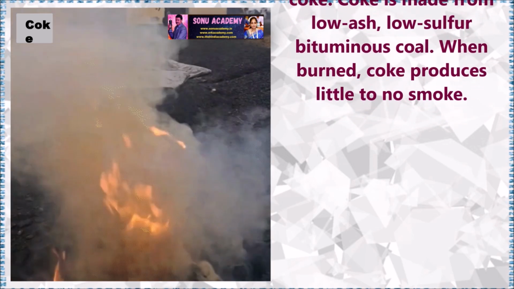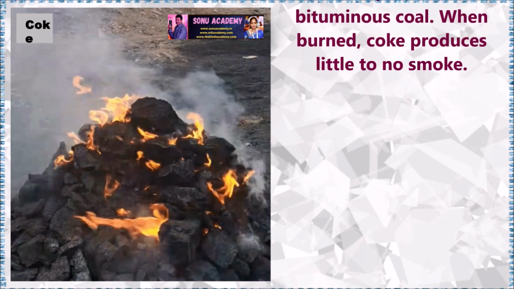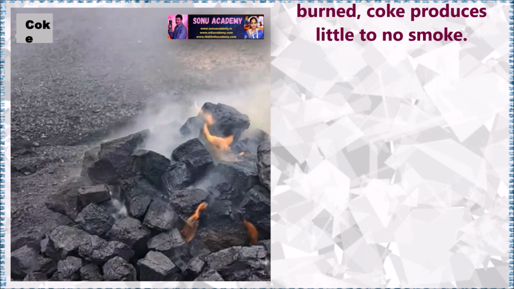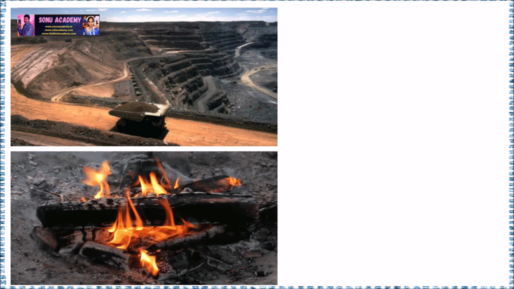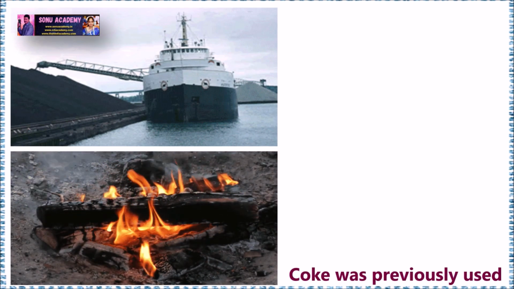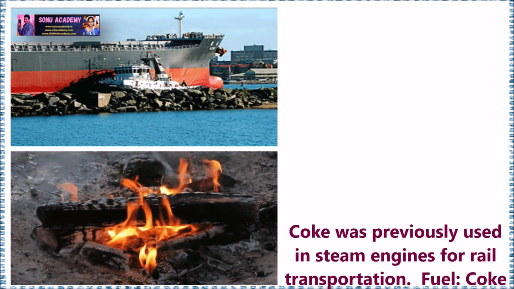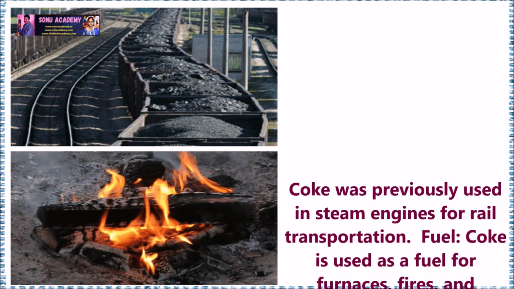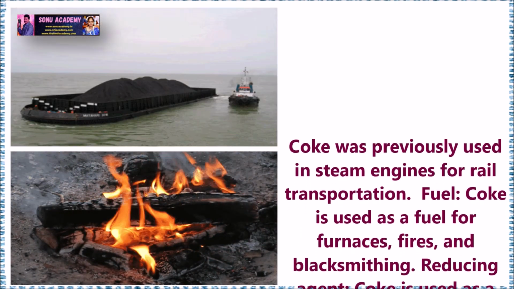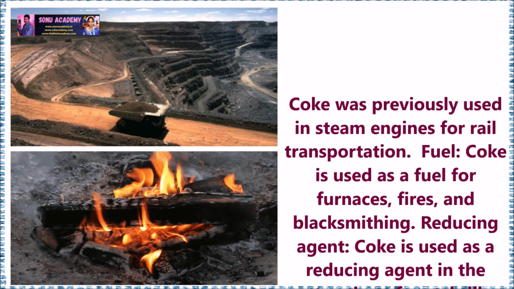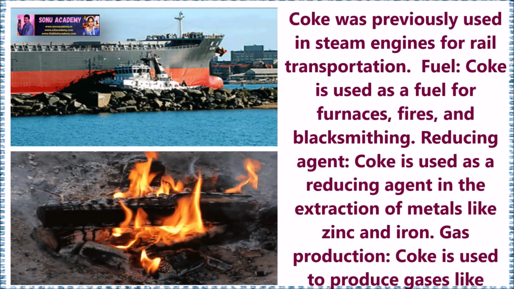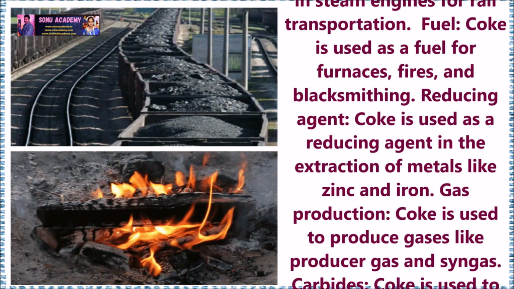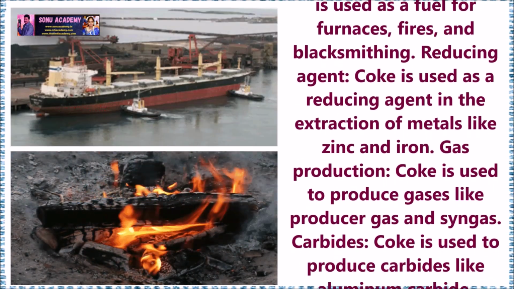Coke is made from low ash, low sulfur, bituminous coal. When we burn coke, it produces little or no smoke. Coke was previously used in steam engines for rail transportation. Fuel. Coke is used as a fuel for furnaces, fires, and blacksmithing. Reducing agent. Coke is used as a reducing agent in the extraction of materials like zinc and iron.